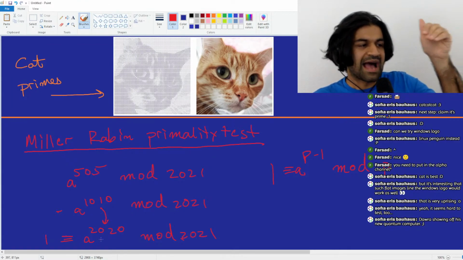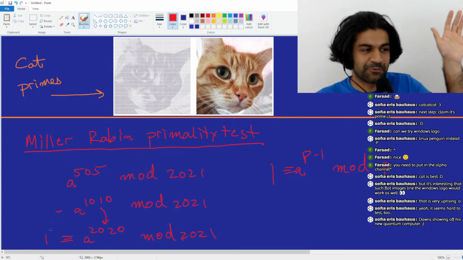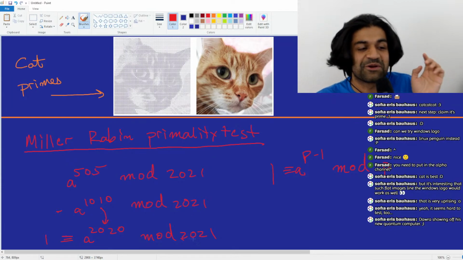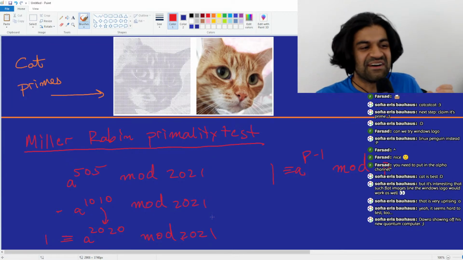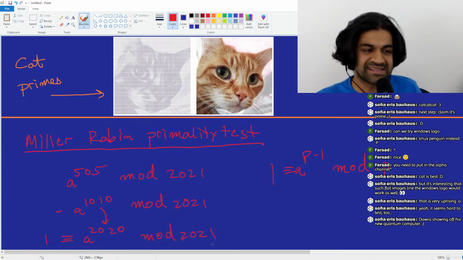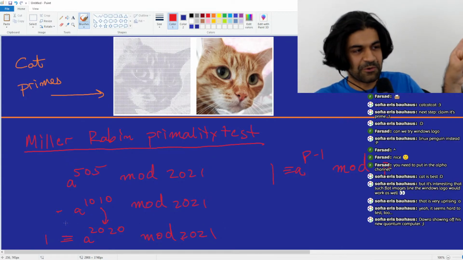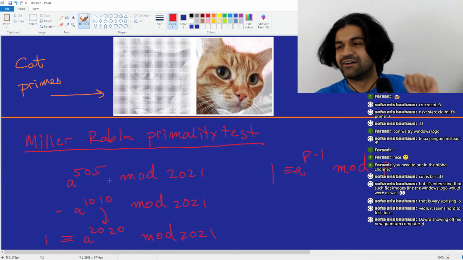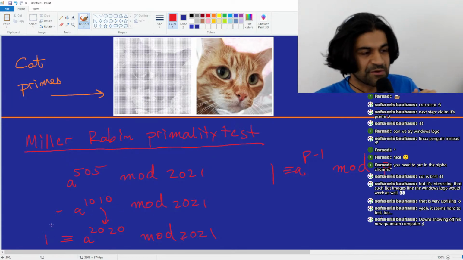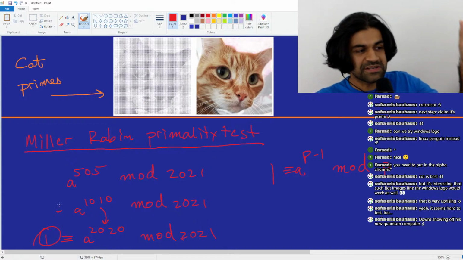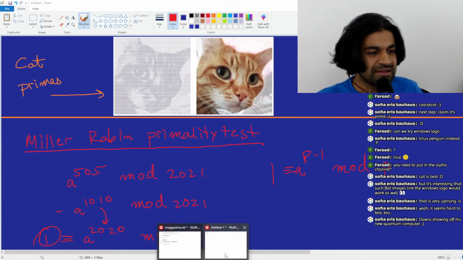So you have to take it as a given that if 2021 were prime, A to the 2020 would have to be 1. We don't know right now whether 2021 is prime or not. Well, I know because I already did it, but you might not know. It's actually kind of hard to factor 2021. But if it were prime, A to the 2020 would be 1, and then A to the 1010, and then A to the 505. These are the numbers you're examining. If this one is not 1, you know this is not prime. If this one is not 1 or minus 1, you know it's not prime. If this one is not 1 or minus 1, you know it's not prime.